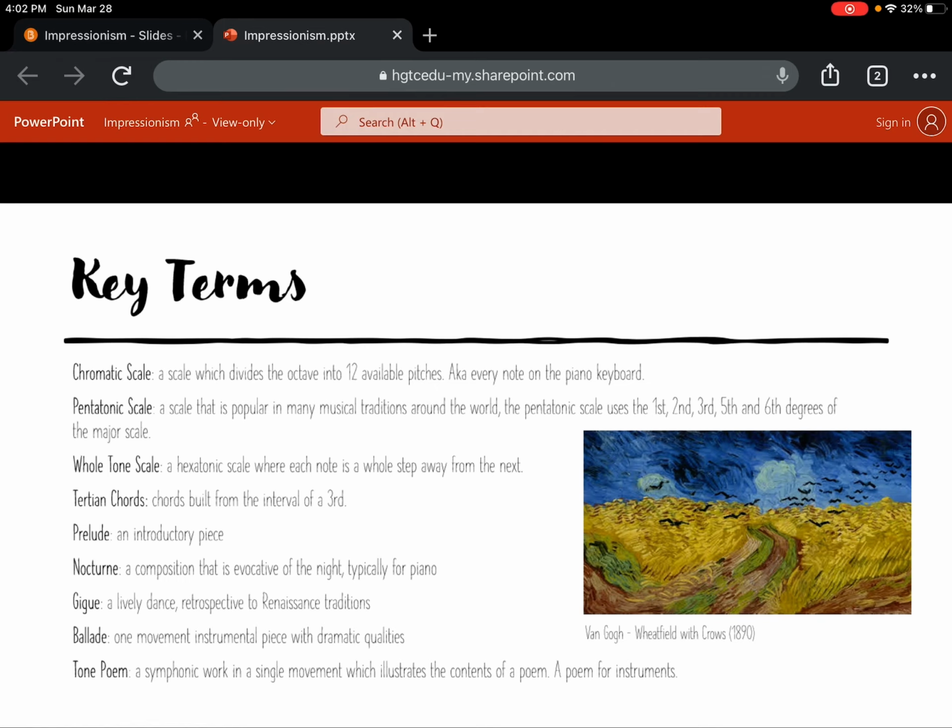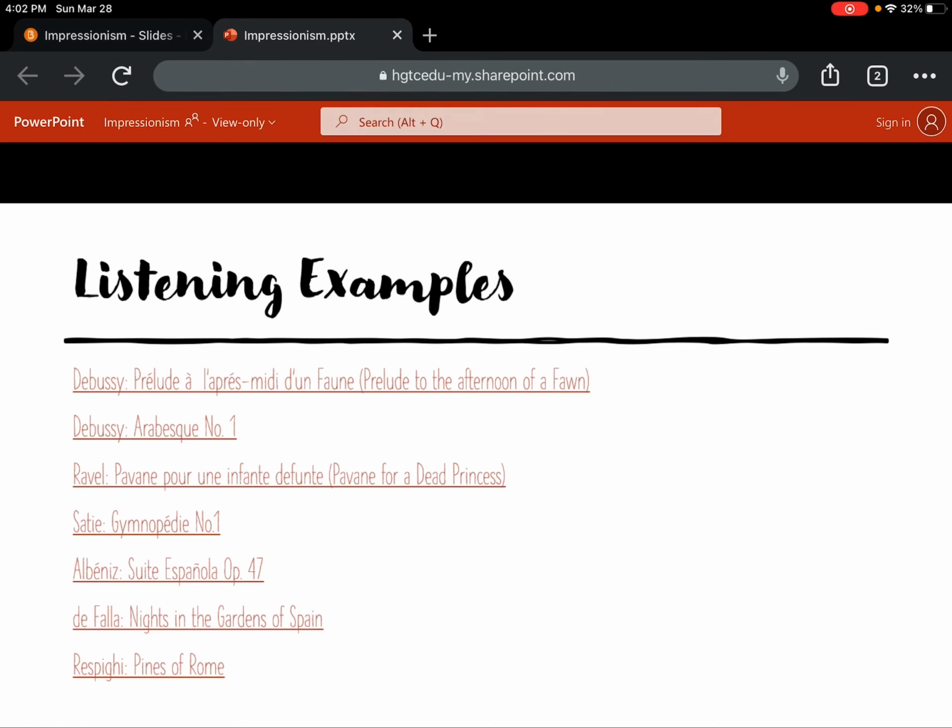Some of our key terms are here that we've gone over. These are very important, and they will be on your quiz. And then some listening examples. So a lot of Debussy on here, some Ravel, Satie's on there. I put Respighi, so that's the tone poem that I put here. So that's a really great one.